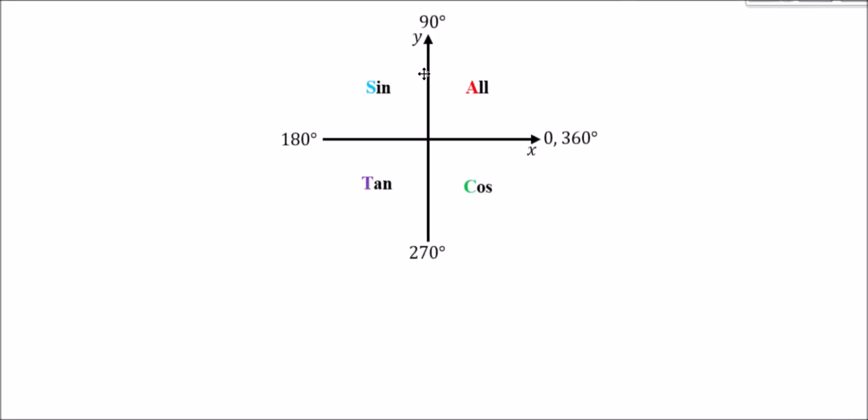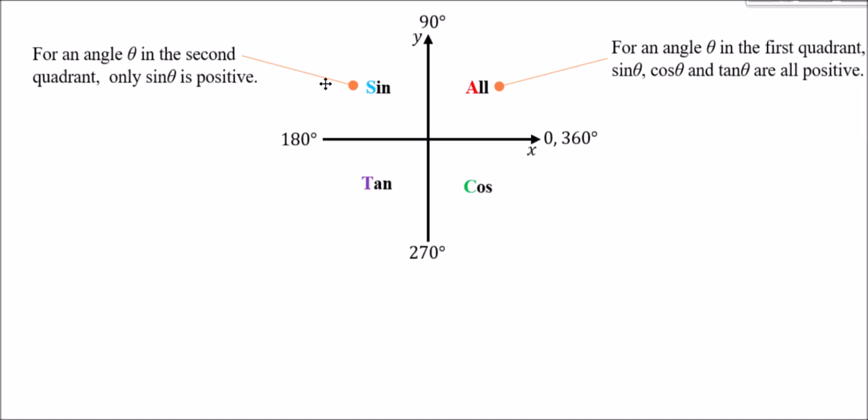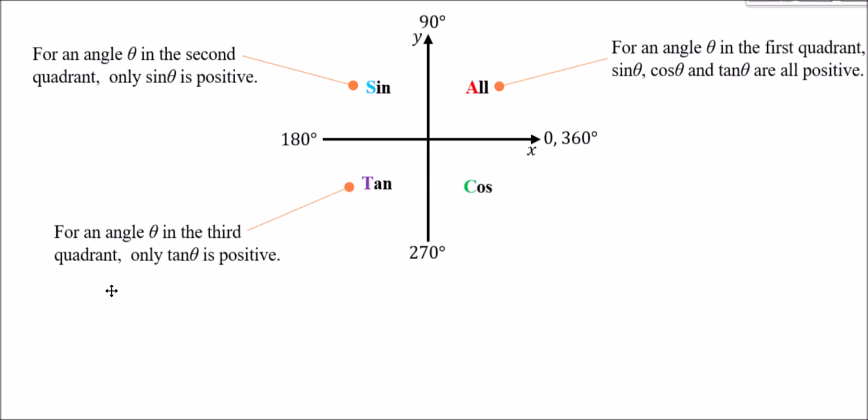So just taking this diagram here again, C-A-S-T, cast, let's just make a few notes about this. First of all, in the first quadrant, any angle theta in the first quadrant, sine, cos and tan are all positive. For the second quadrant, any angle theta in the second quadrant, only sine theta is positive. If theta was in the third quadrant, only tan theta is positive. And finally, in the fourth quadrant, only cos theta is positive there.